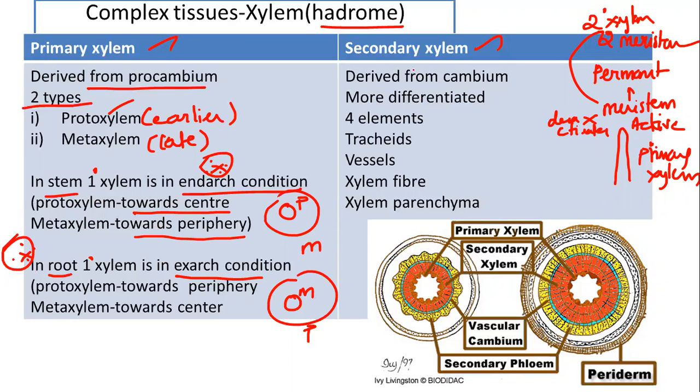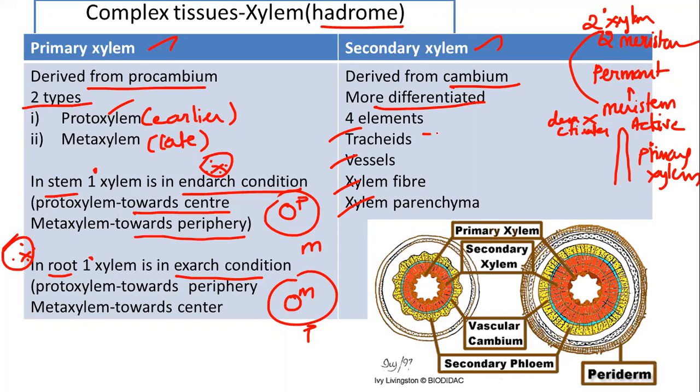Next, we'll go to secondary xylem, which is derived from cambium. That means the cambium was already produced, and now from the cambium a new xylem is produced, which is called secondary xylem. Now the cells are more differentiated, and it forms four elements. What are those four elements? Tracheids, vessels, xylem fiber, and xylem parenchyma.